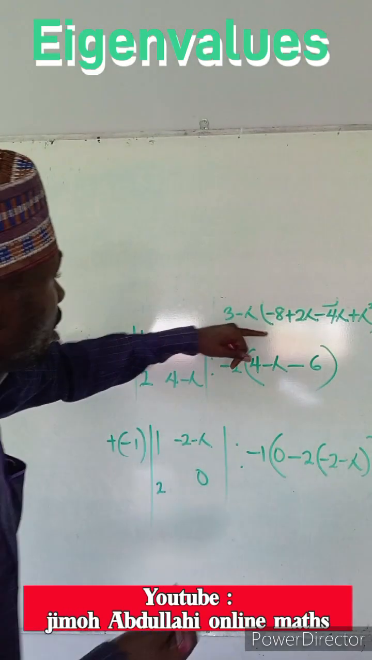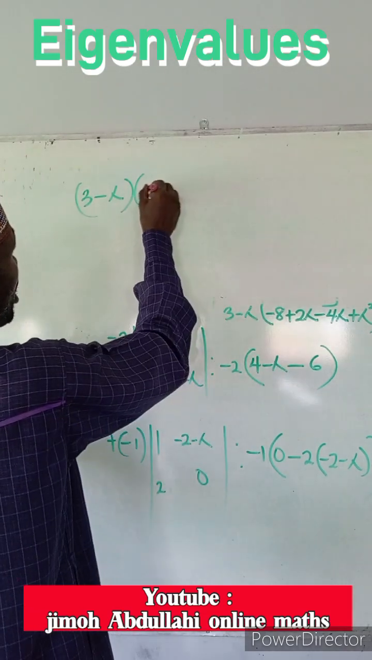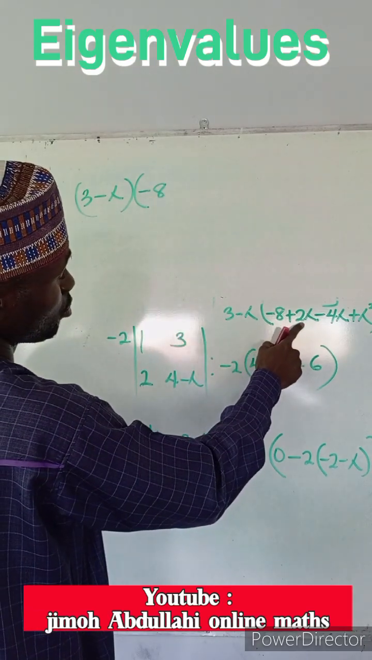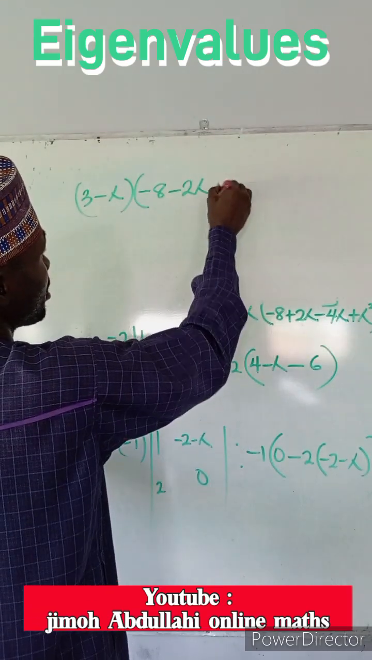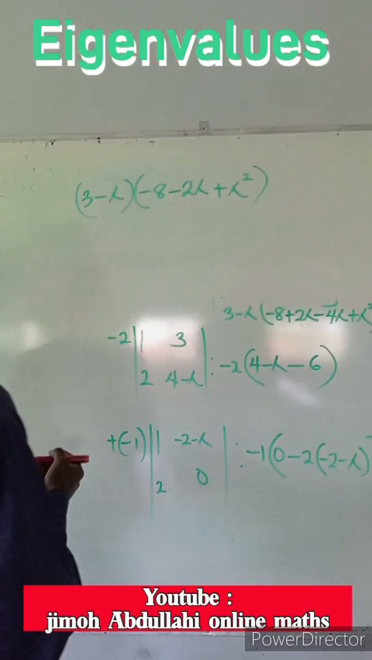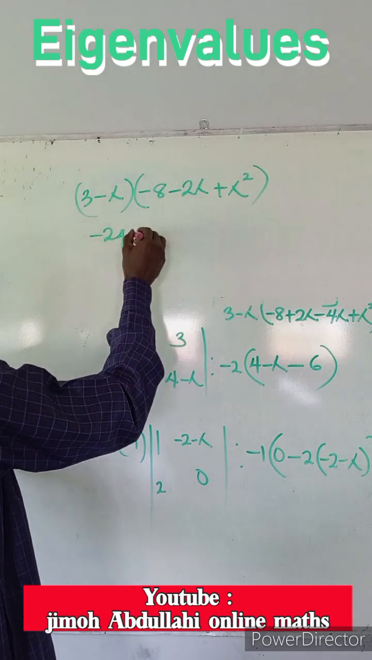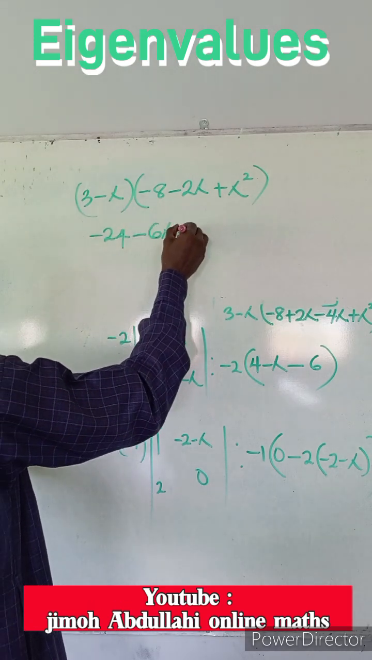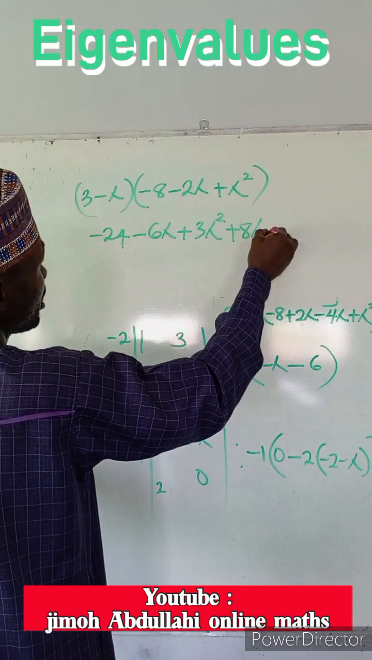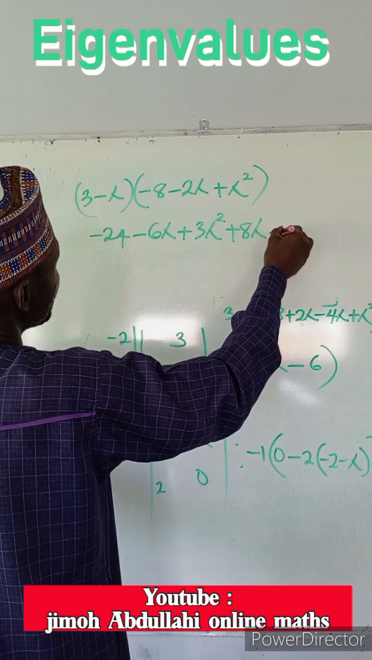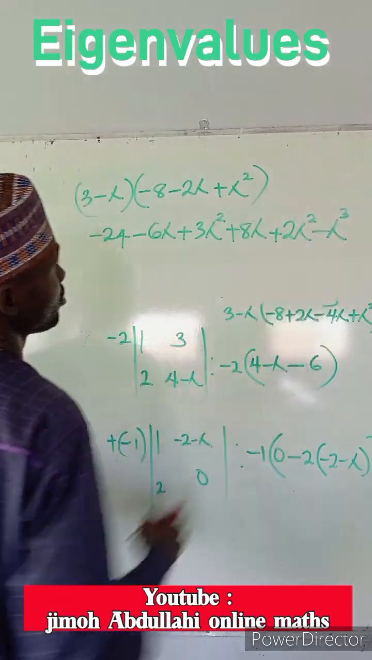We are going to have from here 3 minus lambda. This one will give us minus 8. 2 lambda minus 4 lambda will give us minus 2 lambda. Then plus lambda squared. Let's open the bracket. This will give us 3 times minus 8 will give us minus 24, minus 6 lambda, plus 3 lambda squared, plus 8 lambda, minus plus 2 lambda squared and minus lambda cubed.